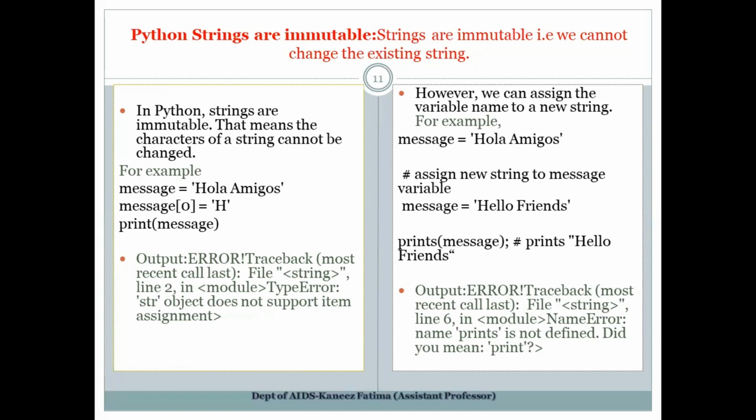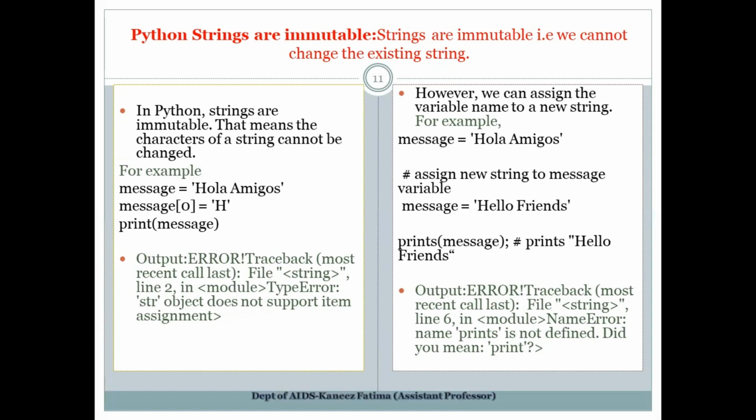In Python, strings are immutable. That means the characters of a string cannot be changed. In this example, we have a variable message, and I'm assigning it the string "hola amigos". Then I print message[0], which gives the first character, starting from index 0, which is H. That is, the first letter is H. But assigning to message[0] will give me an error.